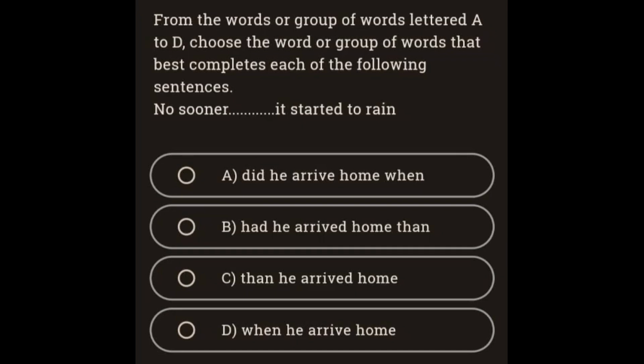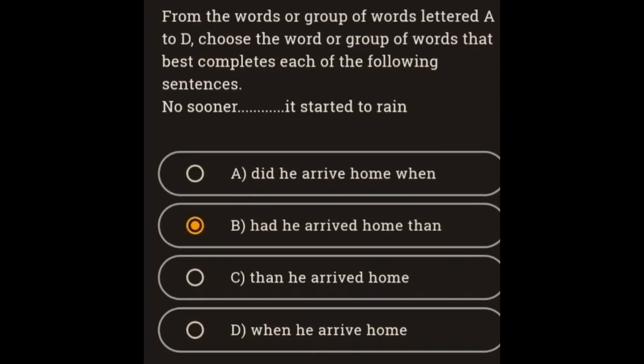One. No sooner dash it started to rain. This is going to examine your knowledge on correlative conjunctions. No sooner dash it started to rain. Did he arrive home when it started to rain? Had he arrived home that it started to rain? Then he arrived home that it started to rain? When he arrived home that it started to rain? So the answer to that question is: no sooner had he arrived home than it started to rain.